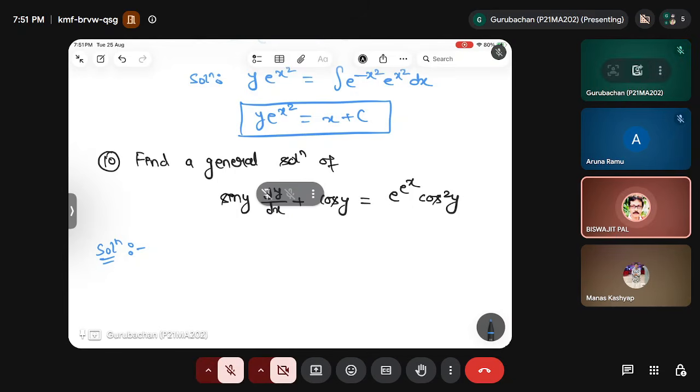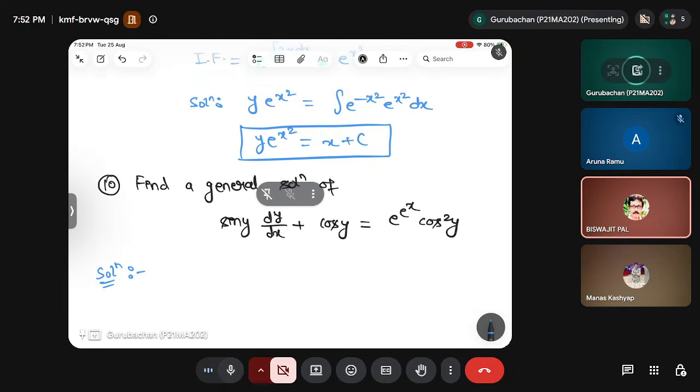Sir, find a general solution or find the general solution? I'm sorry, it should be the general solution, since it is unique. Thank you for such a keen observation.